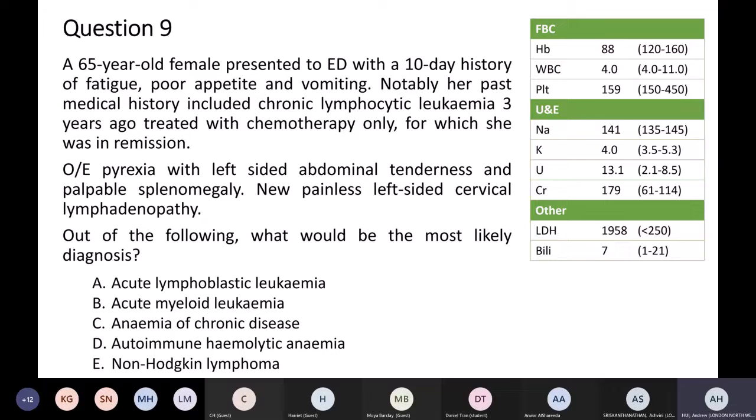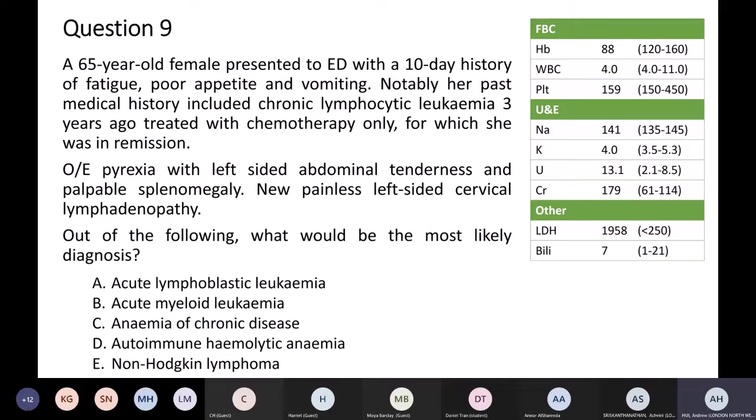So out of the following, what would be the most likely diagnosis? Okay, no responses yet. I'll give it a few more seconds. Okay, we have some E's and D's. Right, okay, I'll reveal the answer then.